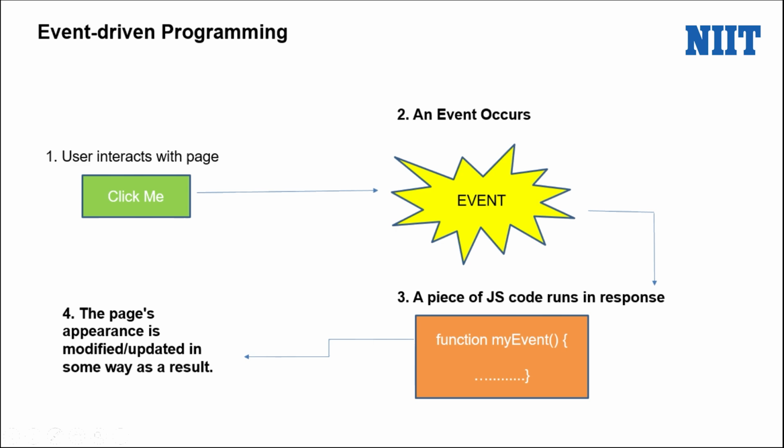Then talking about the concept of event-driven programming, every time you interact with the web page through its user interface, an event occurs. When you click a button, a click event is triggered. When you press a key down, a key down event is triggered. So first the user interacts with the page, and an event occurs which has associated functions that are executed when triggered. After this event occurs, the associated function gets triggered, a piece of JS code runs in response, and it is executed to make a change to the user interface in some way. And you can see the page's appearance is modified or updated in some way as a result.